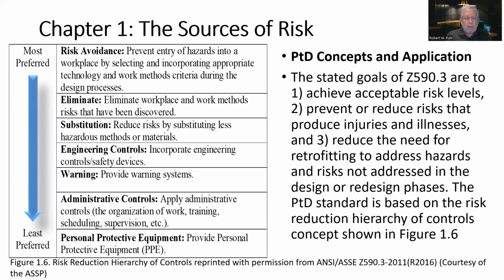This is their hierarchy of controls that they're bringing up here. As you can see, it starts with something called risk avoidance: prevent entry of hazards in the workplace by selecting and incorporating appropriate technology and work methods criteria during the design process. It makes a little bit of sense because they're including this from womb to tomb, from cradle to grave.